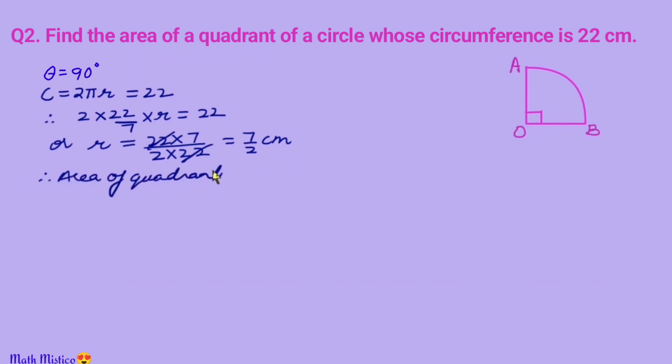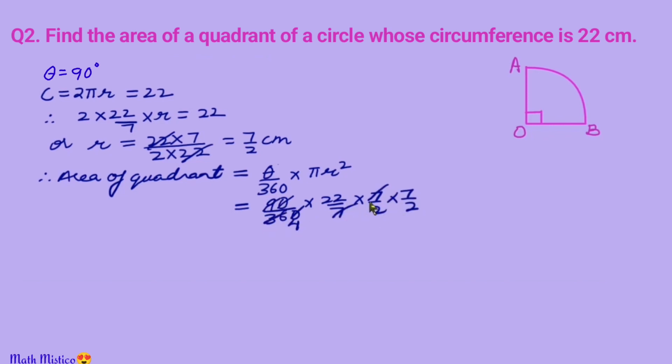Area of quadrant will be theta upon 360 into pi r square. That is 90 upon 360 into 22 over 7 into 7 by 2 into 7 by 2. Simplifying, we get 77 upon 8, which is equal to 9.63 centimeters square approximately. If you are finding the answer in decimal, you can just find it correct to 2 decimal places.